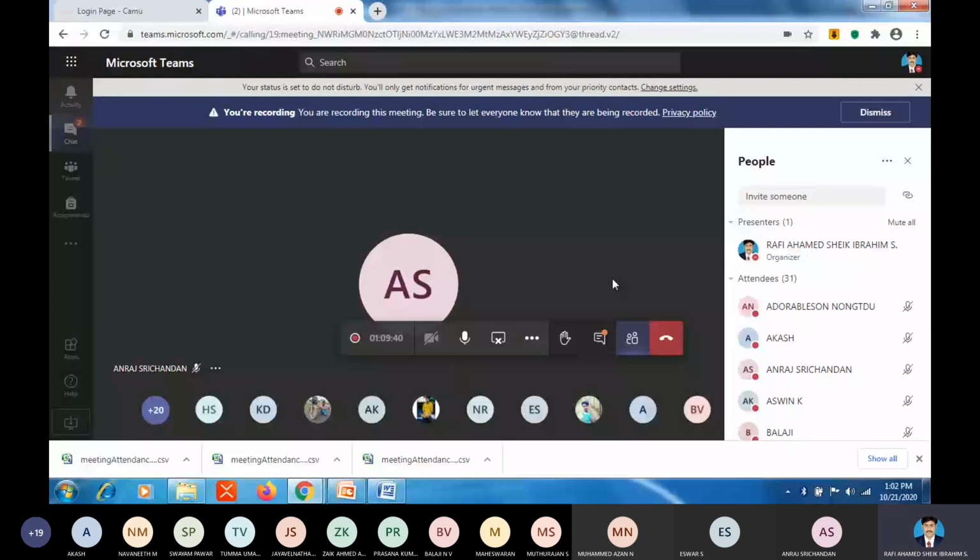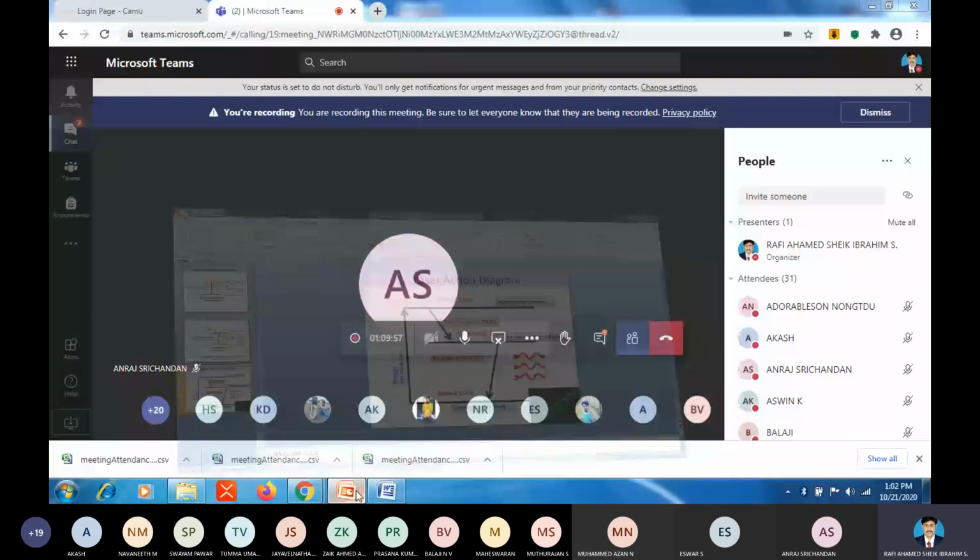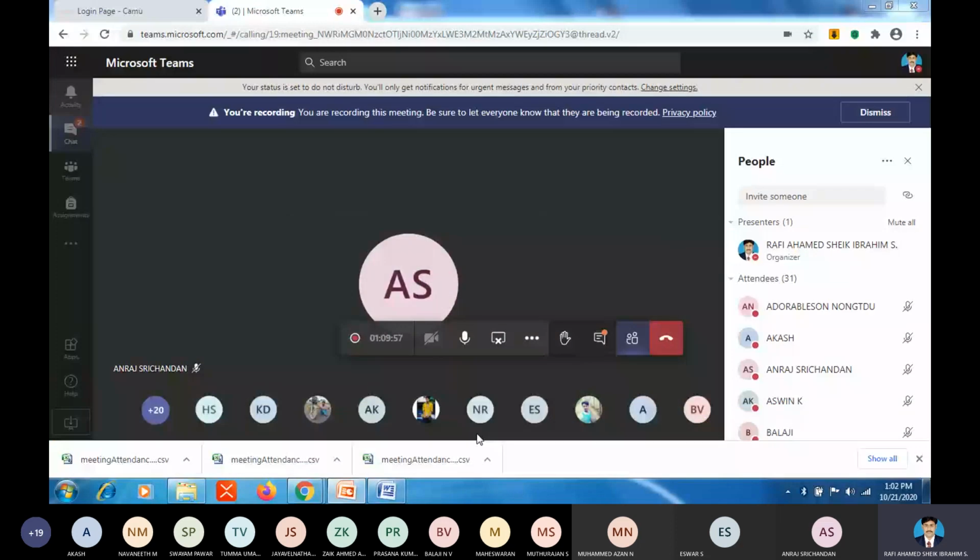The metastable state is the intermediate state. We can see that level where it acts. It takes place in between the ground state and the higher state. This is a metastable state. So like this, I will ask you some simple questions which are highly relevant to your subject. That will be very useful for your presentation as well as for your preparation.